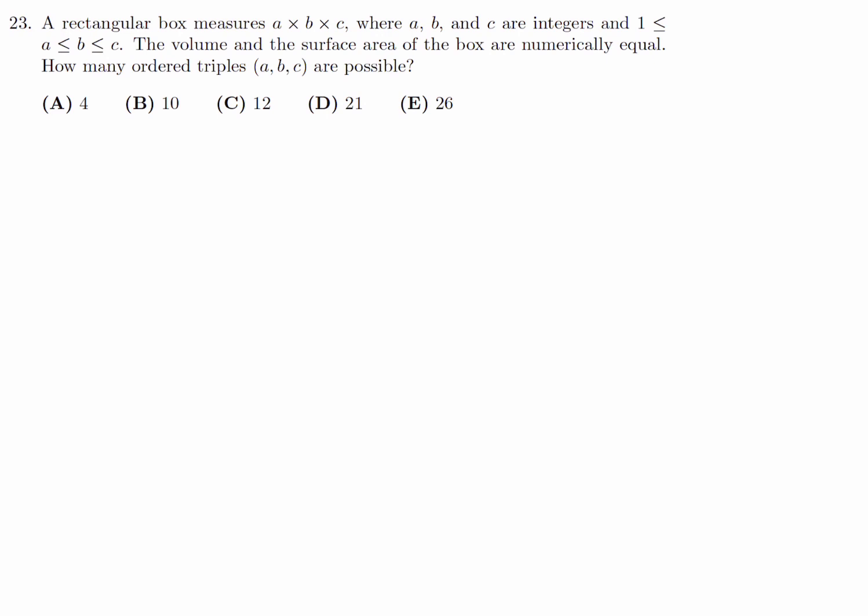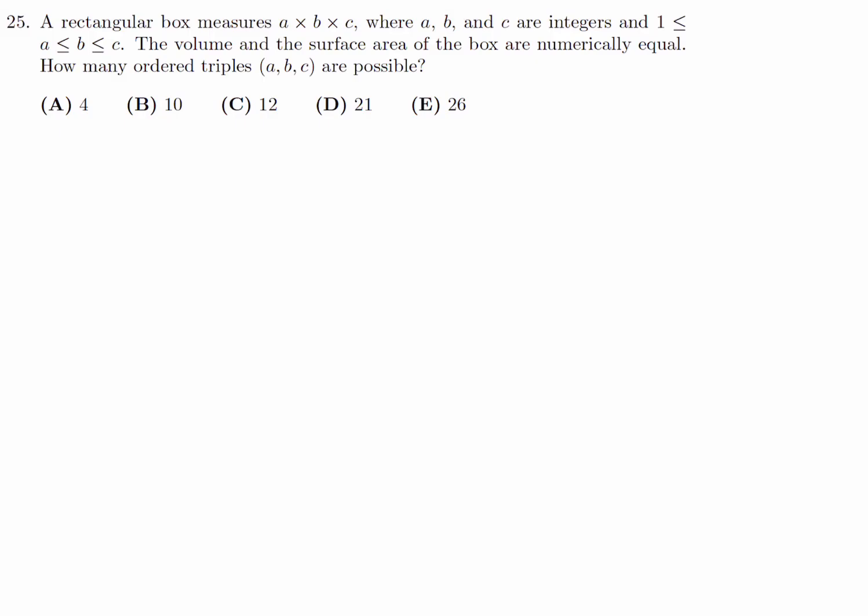A rectangular box measures A times B times C, where A, B, and C are integers, and 1 is less than or equal to A, less than or equal to B, less than or equal to C. The volume and surface area of the box are numerically equal. How many ordered triples A, B, C are possible?